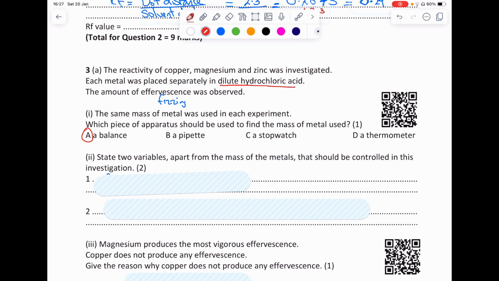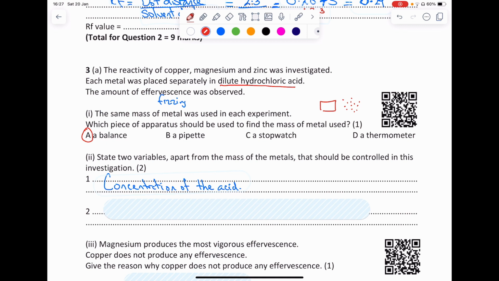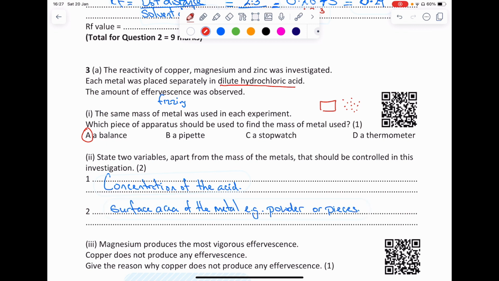Okay, so you could have a piece of copper as a little sheet and you drop it in, or you could have filings of copper, and the filings have a large surface area and therefore affect the rate of reaction. So the two things I've identified are the concentration of the acid and then the surface area of the metal that's being dropped in.